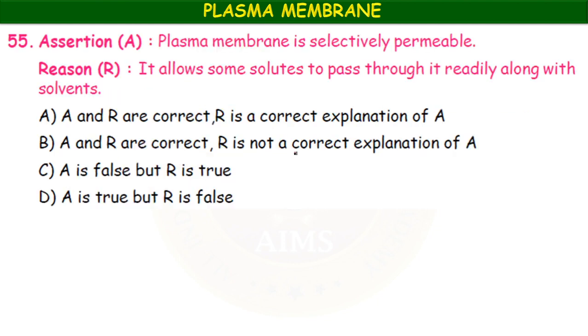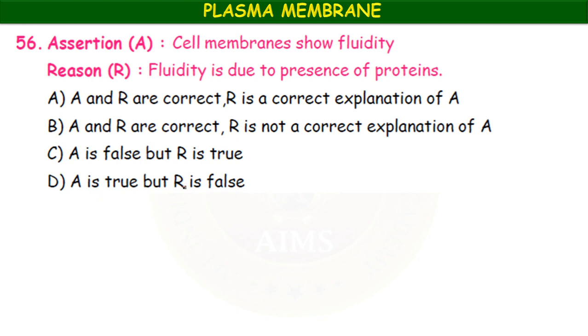So now come to this assertion and reasoning type. Plasma membrane is a selectively permeable membrane. The reason: it allows some solutes to pass through it readily along with solvents. So here the plasma membrane is a selectively permeable membrane. A is true. It allows some solutes to pass through it readily along with solvents. So as it is a selectively permeable membrane, both assertion and reasoning are correct, and the reason is a correct explanation of A.